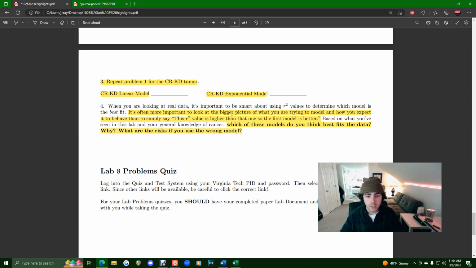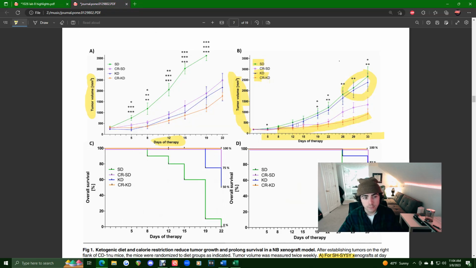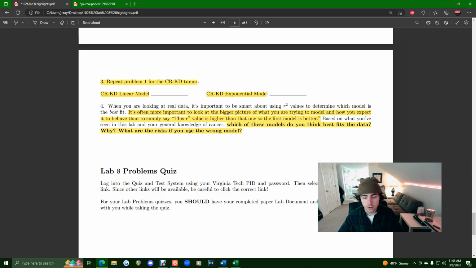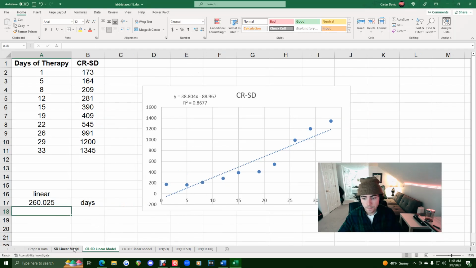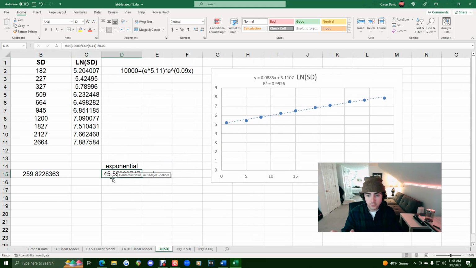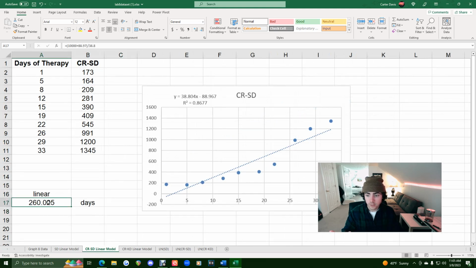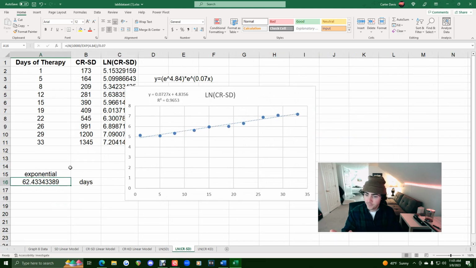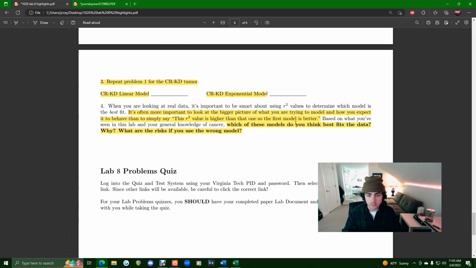Why? Because not only are the R-squared values higher for each one, you can just see the points look more exponential. The risks are, if you use the wrong model, you're getting a difference of thinking you're going to survive 130 days when in reality you only have 45 days. Or when you think you're going to survive 260 days, you only got 60 days. So it's still related to what I was talking about with each of the treatments, but those are the risks.